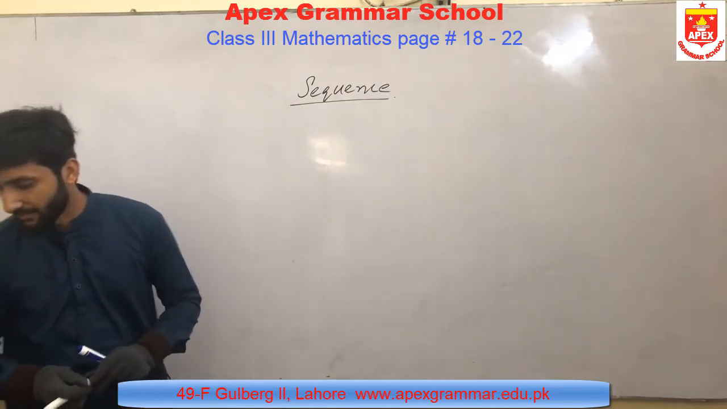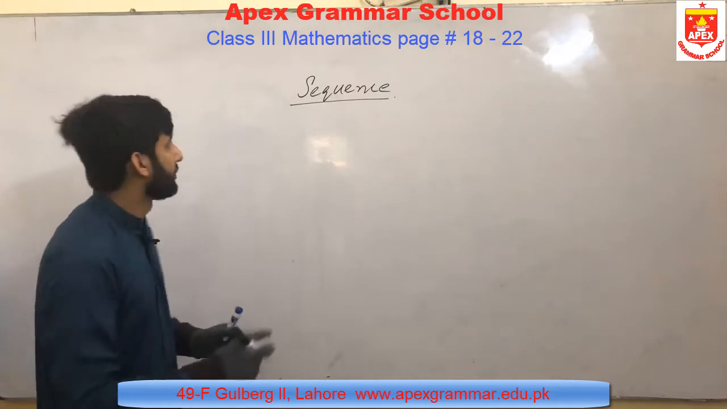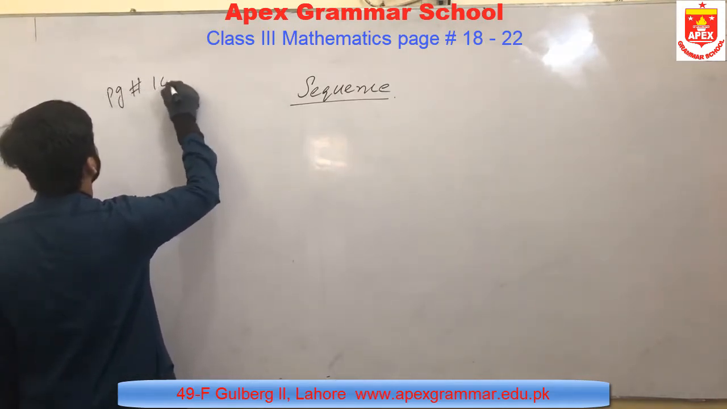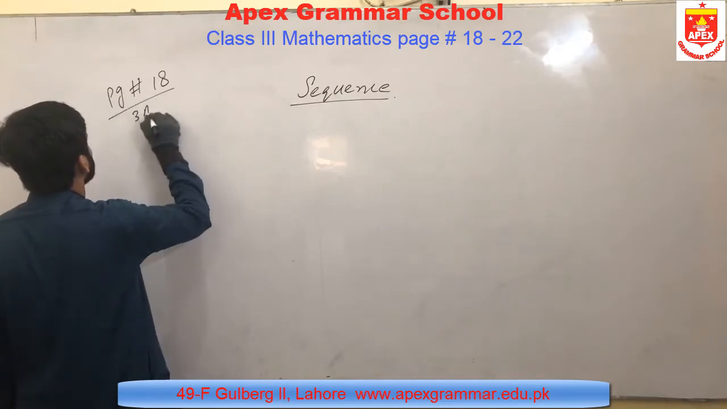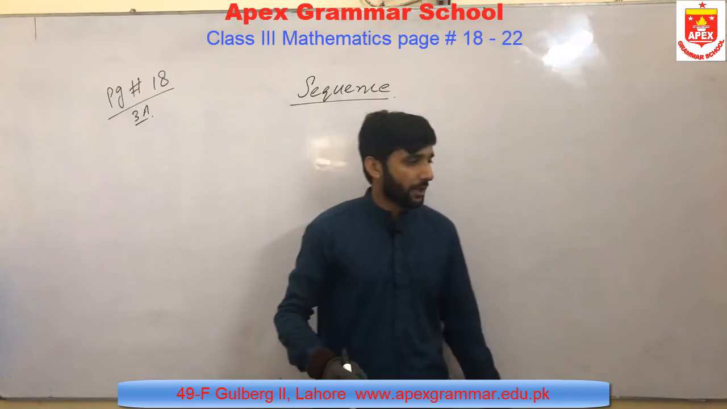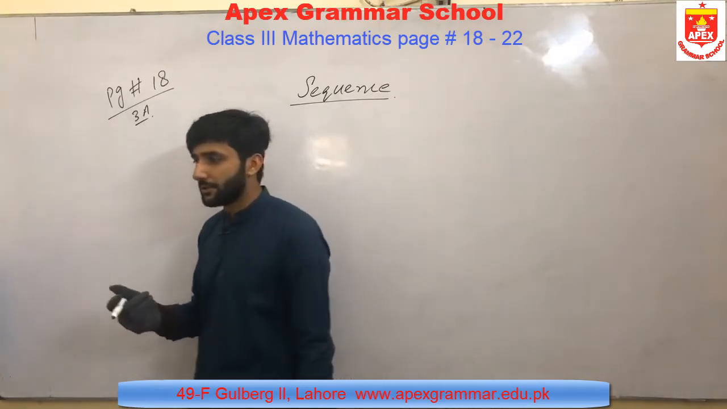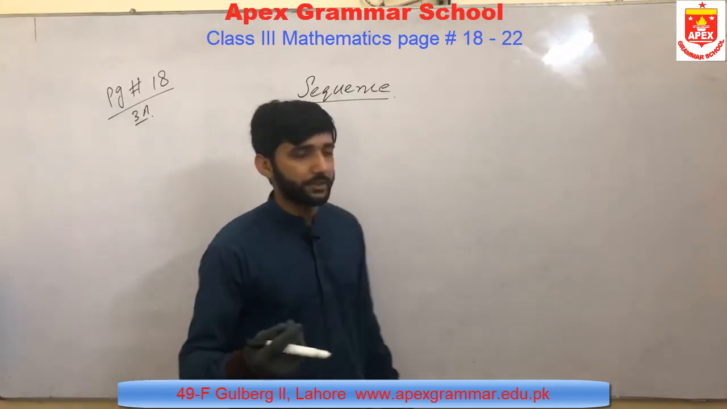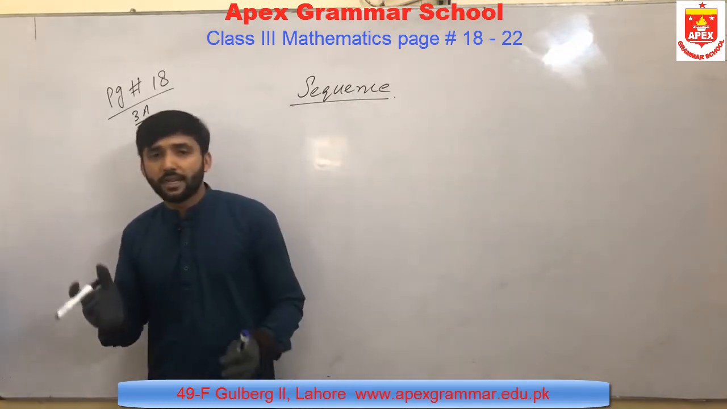This topic is on page number 18, book 3A. Before we start our question, I want to tell you what a sequence is. A sequence is a jumble of numbers which have the same common difference.